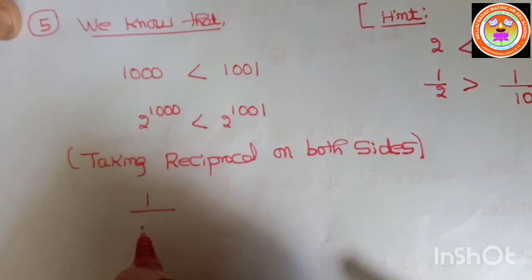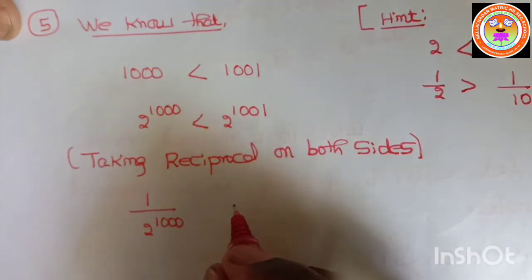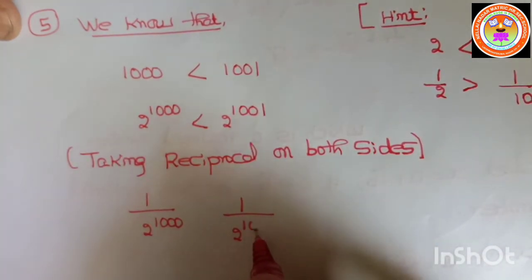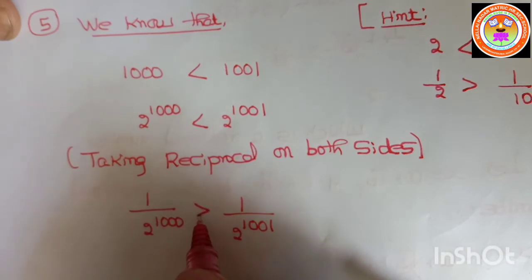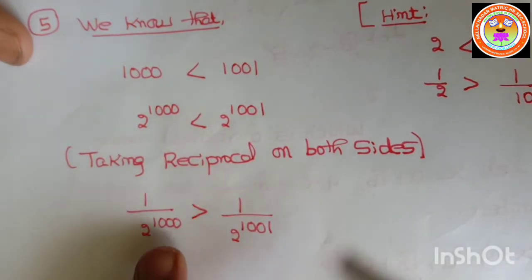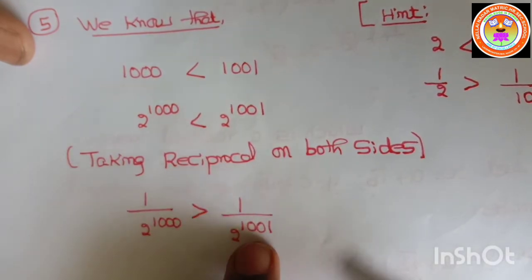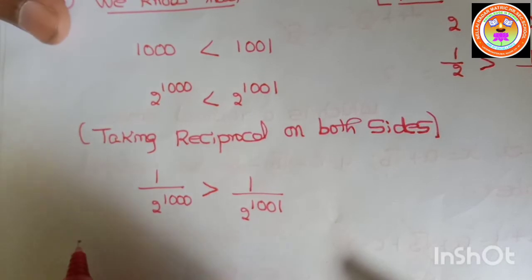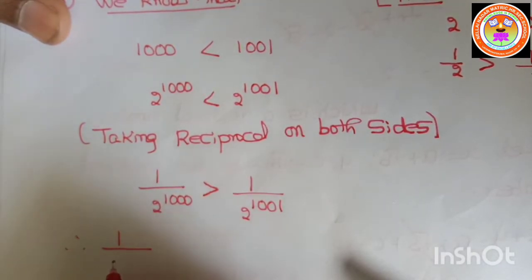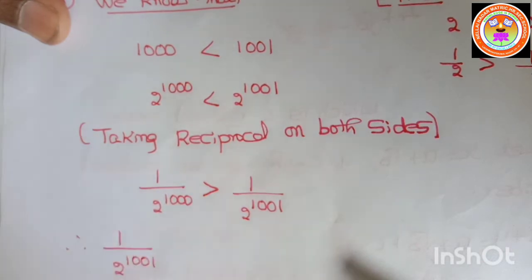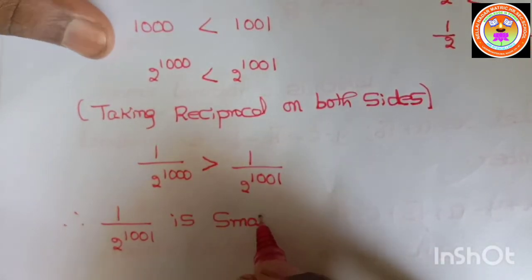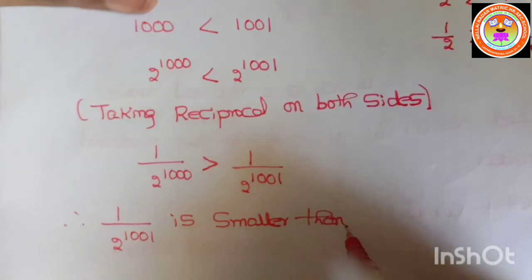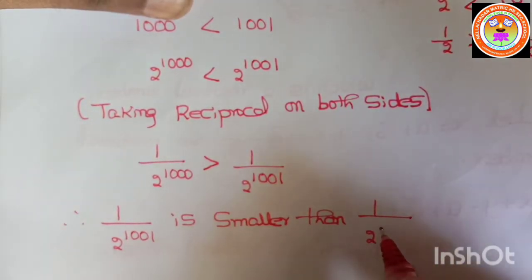So 1 by 2 power 1000, 1 by 2 power 1001. Taking reciprocal, less than automatically becomes greater than. Now we compare these two. This is the smaller term. So therefore 1 by 2 power 1001 is smaller than 1 by 2 power 1000.